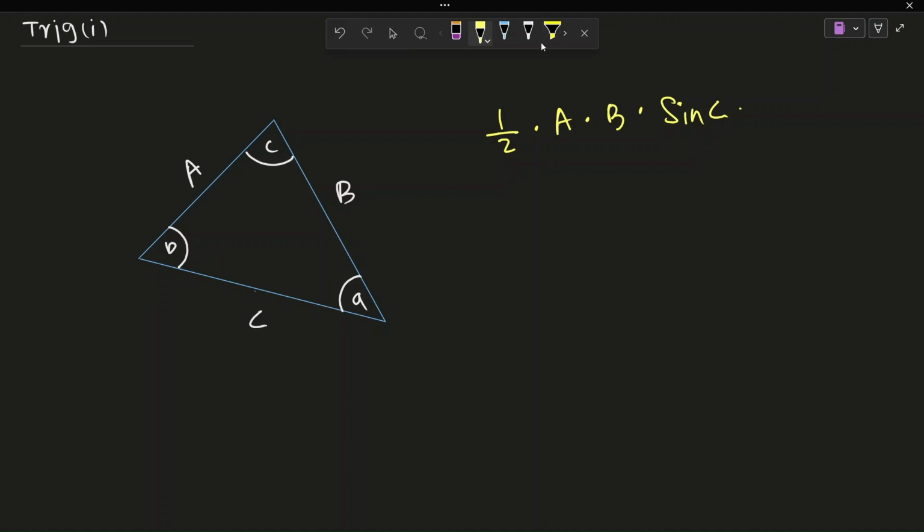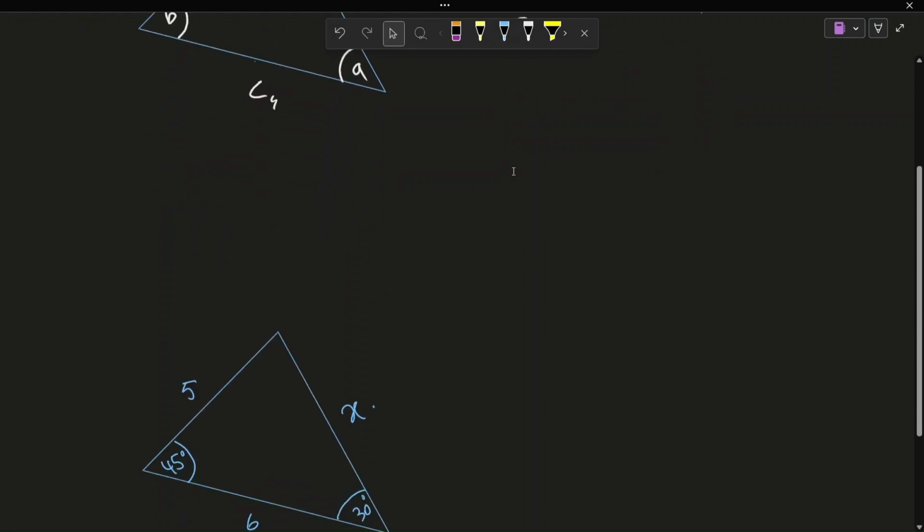Now say, for example, we decide to use the sides a and c. Then we're going to start with half times a times c times sine B, because the angle B is the angle between the two sides a and c, and that's the included angle. Now that's all for the formula for the area of a triangle.